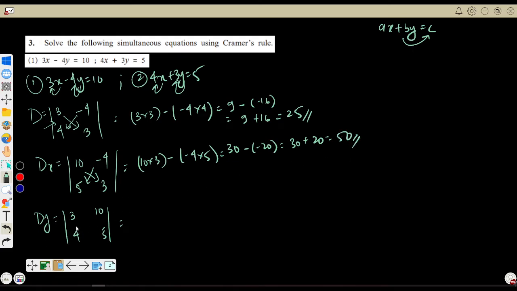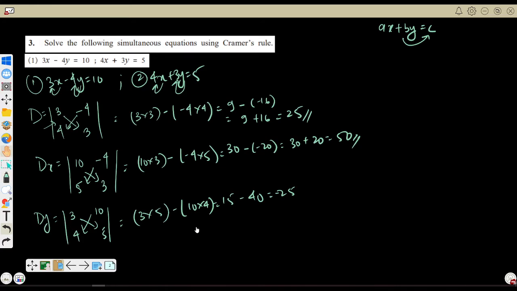Now we need to find dy. Again I'll draw the arrows. This will be 3 multiplied with 5 minus 10 multiplied with 4, which will turn out to be 15 minus 40, which is minus 25. I hope everything is clear to you till now.